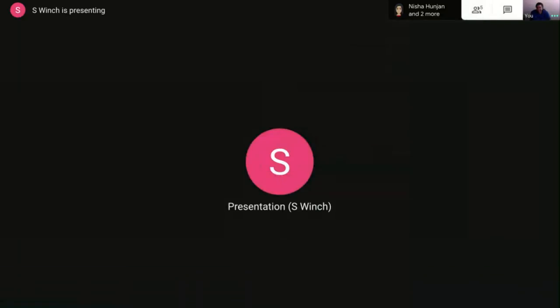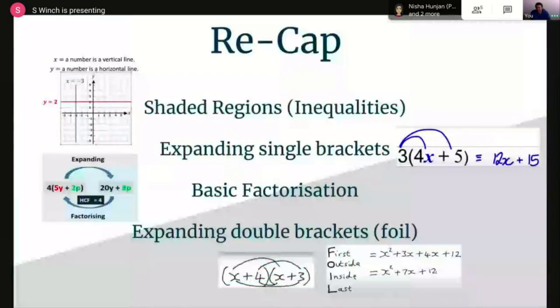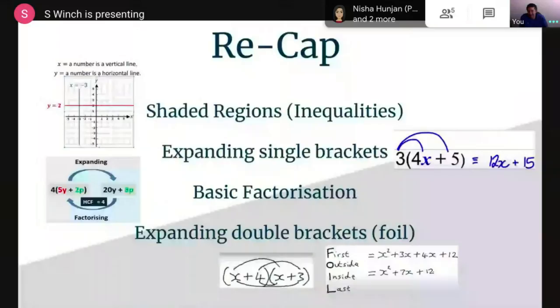So as I said, we're going to look at Pythagoras today. We're going to be working across the foundation and the higher paper, from a grade 4 right up to a grade 9. So some really exciting stuff for you all at home today, I hope. But yeah, Nish, if you can share my screen, please. All right. Cool.